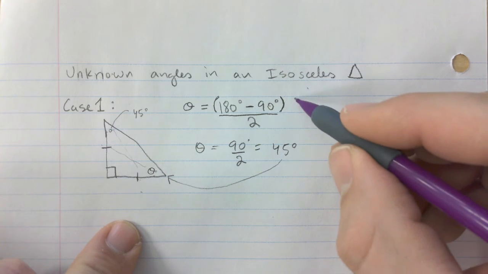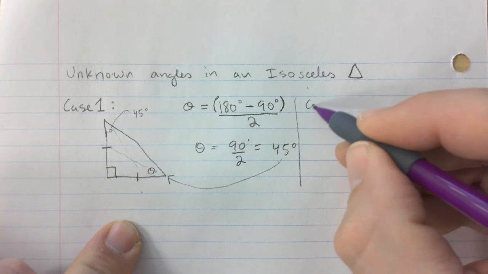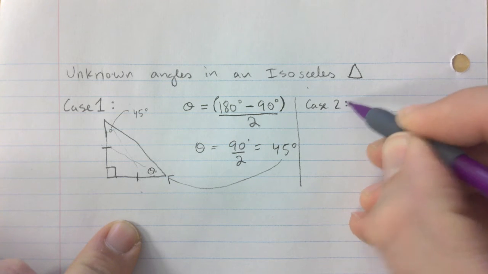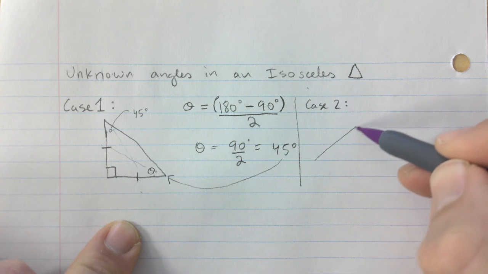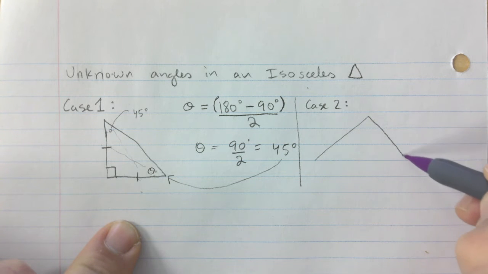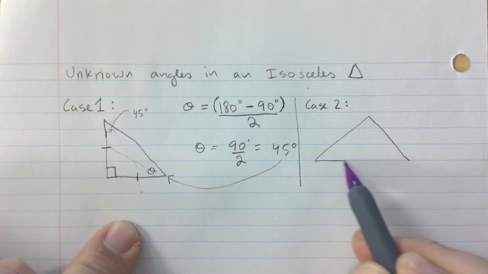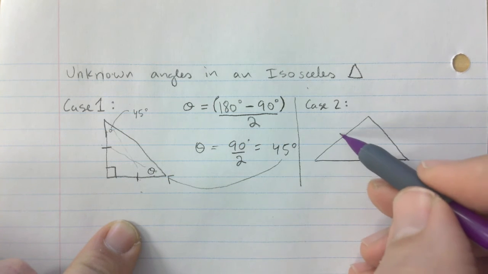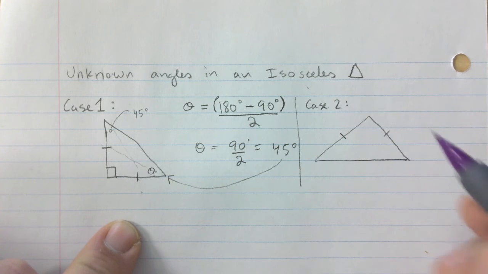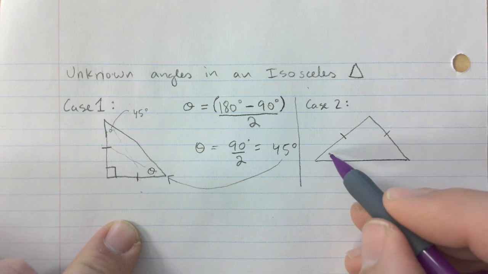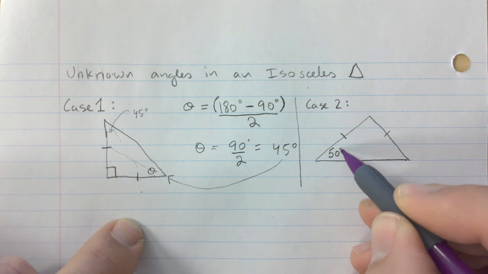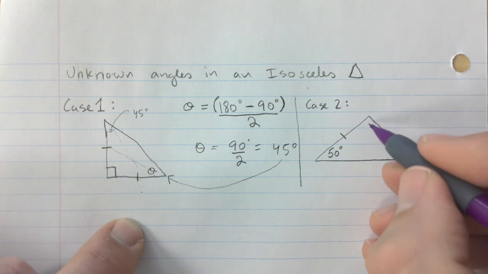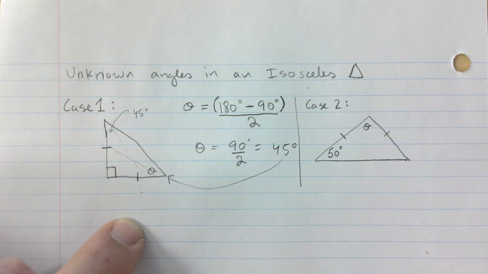Case 2 is when I will make it look different now. And let's say this is 50. This is not going to be a right triangle. And they're asking you to find that angle up there.